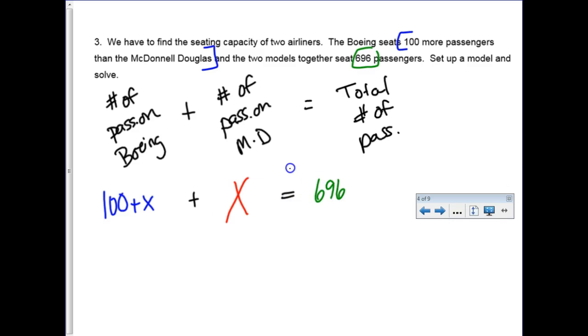So looking here, this is an equation this time. On the left side, I have some like terms. I have an x plus an x, so that's a 2x. So I have 2x plus 100 when I simplify that algebraic side equals 696. And now I can solve.